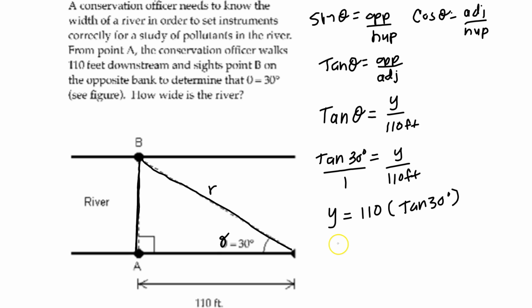When I evaluate this, I get y equals 63.50, so approximately 64 feet. So the width of the river is 64 feet.